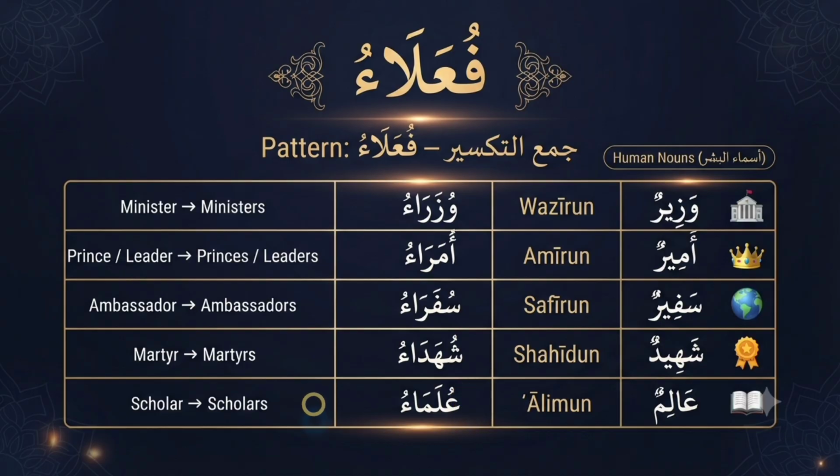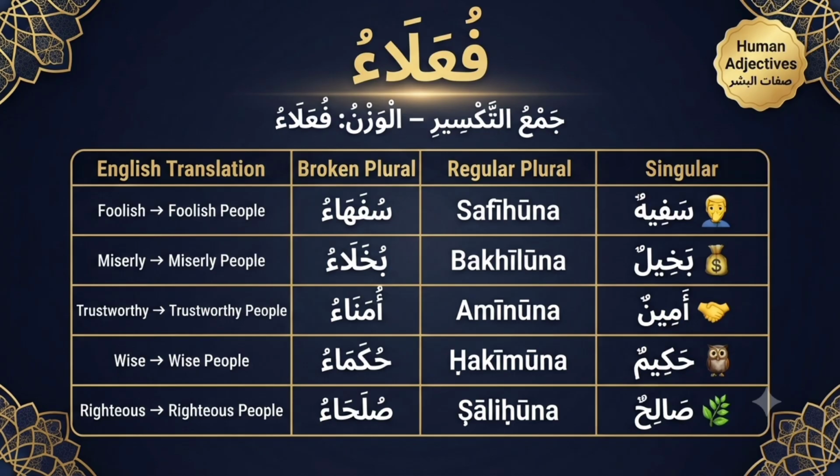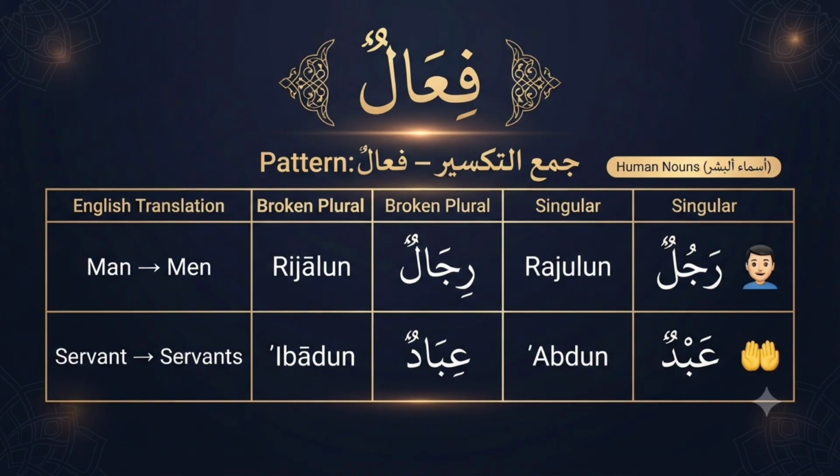Scholar. Its plural, scholars. Dear students, we have also broken adjectives on this pattern, like foolish, سفيه, سفهاء; miserly, بخيل, بخلاء; trustworthy, أمين, أمناء; wise, حكيم, حكماء; righteous, صالح, صلحاء. The third pattern is فعال.